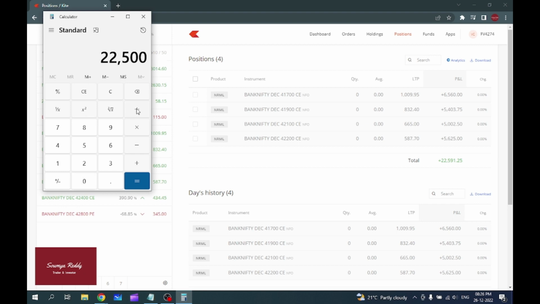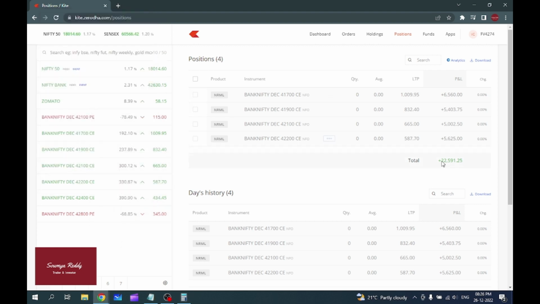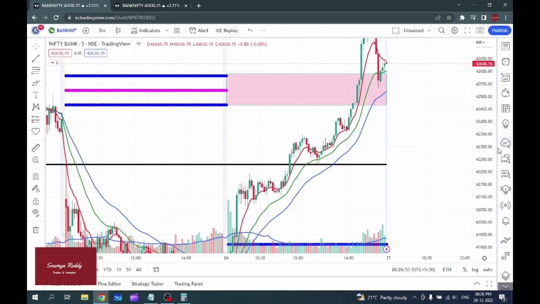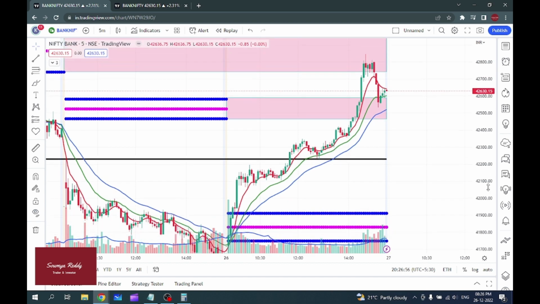22,500 and 1,58,000. I have made a profit of 14% today on my deployed capital by trading 10 lots. Let's see how I made this kind of profit by trading just 10 lots. Now let's get into chart analysis and see how I made that profit.